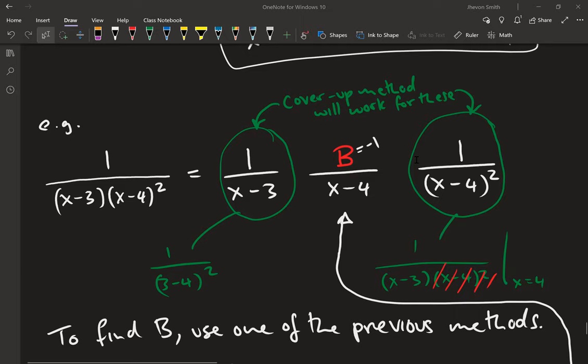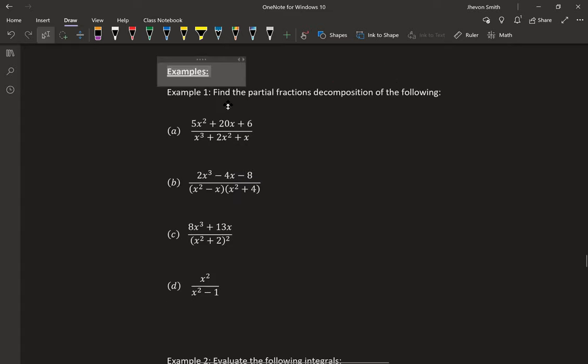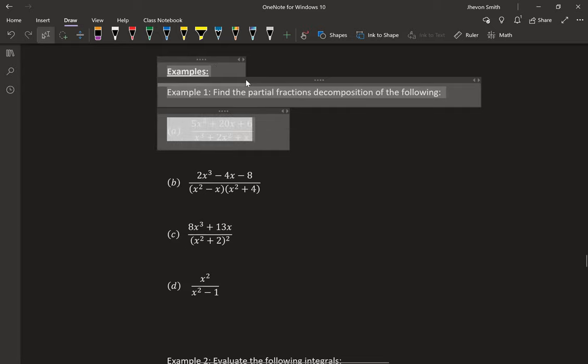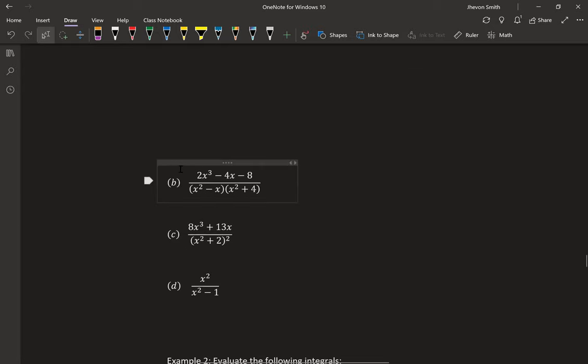But in a nutshell, recapping, that is the method of partial fractions. Now we can do integration by partial fractions by simply first finding the partial fractions, and then integrating the individual terms. They're just on their own. So let's actually just do that right now. So here are examples that I asked you guys to do.